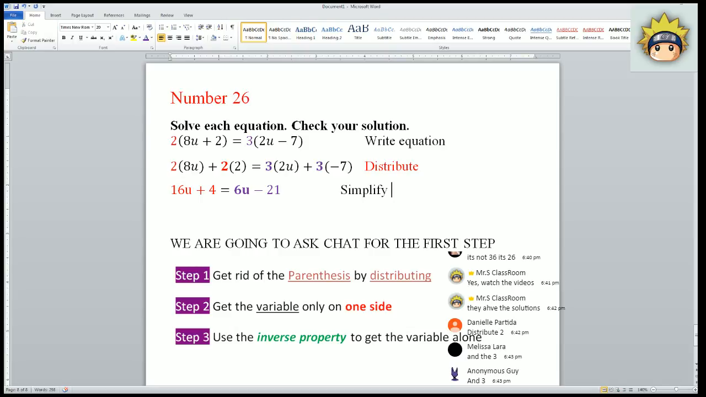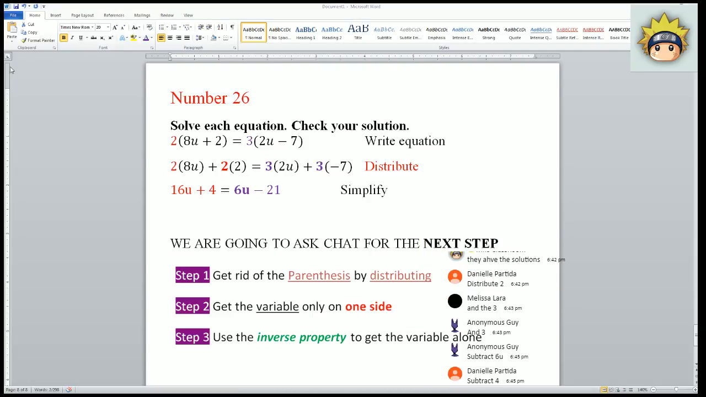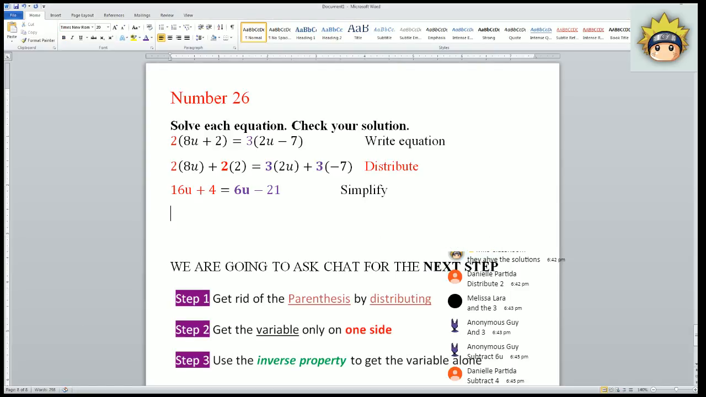Okay, anything else here? What do I do next, chat? We are going to ask chat for the next step here. What is my next step, chat? Come on, chat. What is my next step after I simplify? Subtract 6u. Alright, so let's do that.